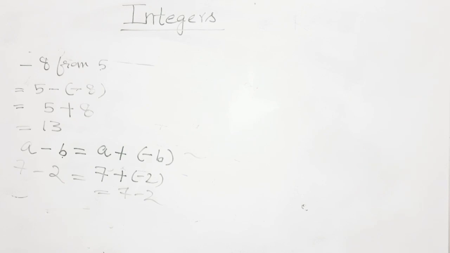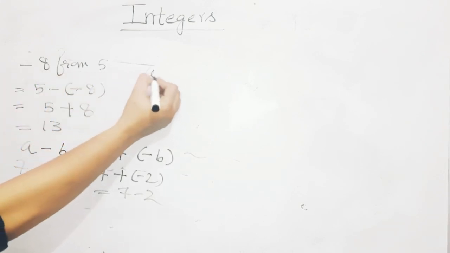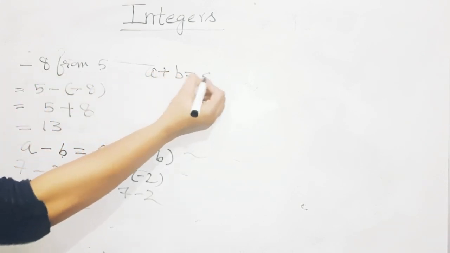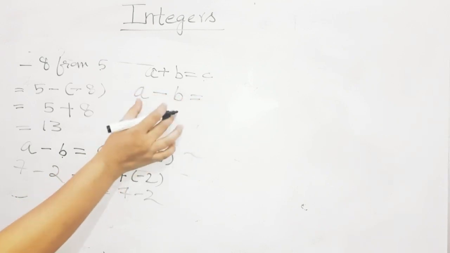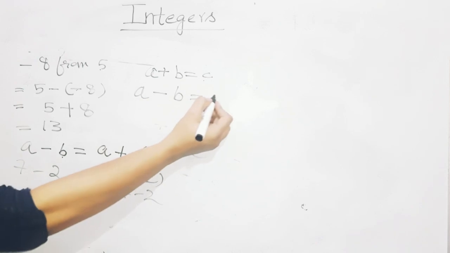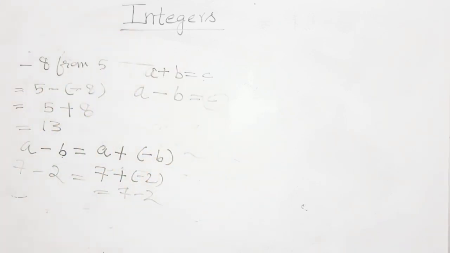Now some properties are left about subtraction of integers. So the first property is closure property. That means if a and b are two integers, then a minus b is also an integer. Closure property says that, जो addition की थी, that if a and b are two integers and we are adding them, the answer will also be an integer. In the same way, if a and b are two integers and we are subtracting them, the answer will also be an integer. So this is closure property.